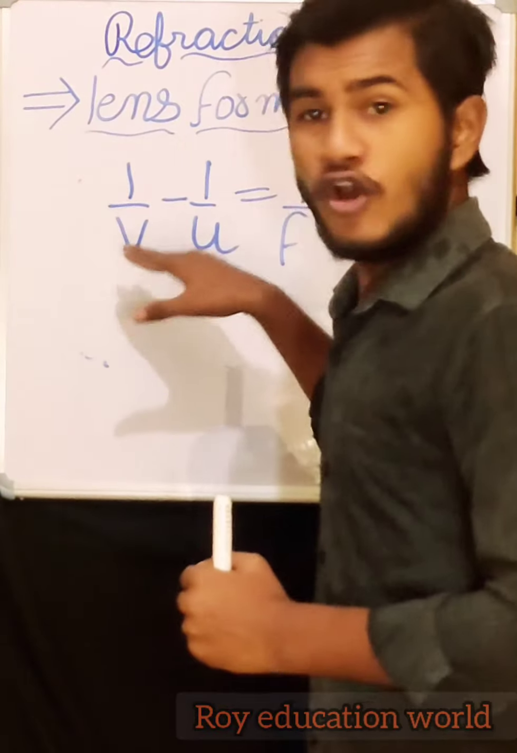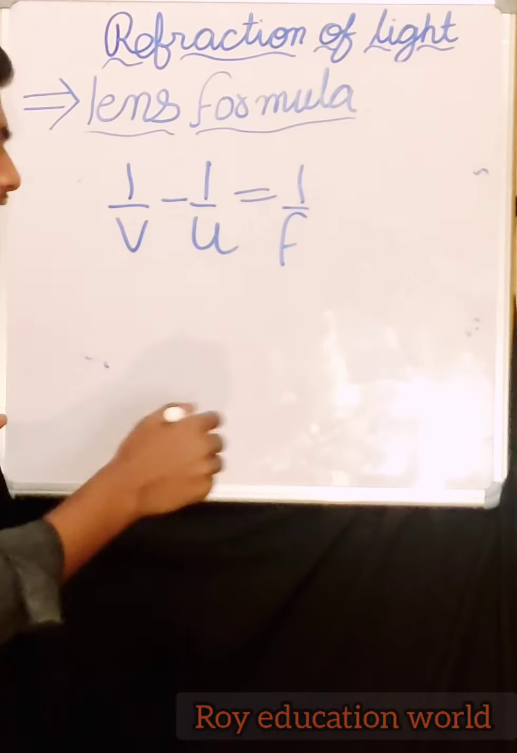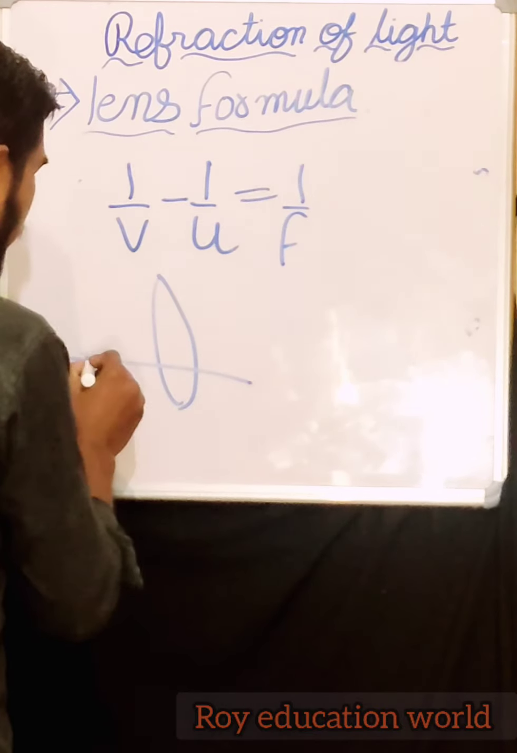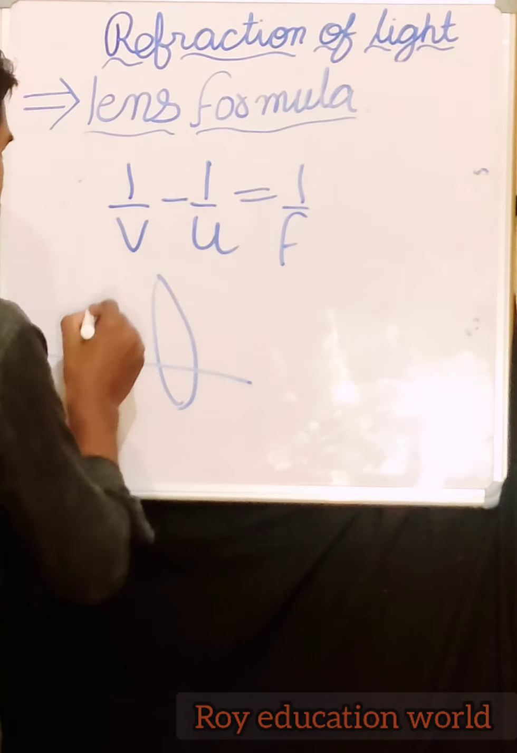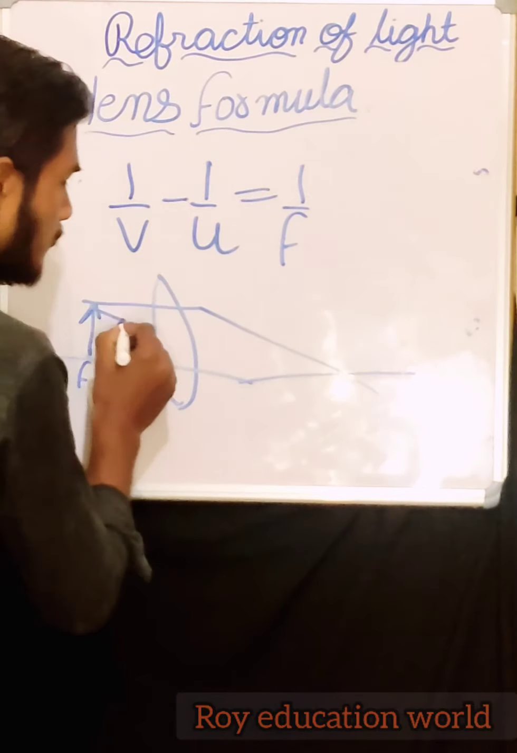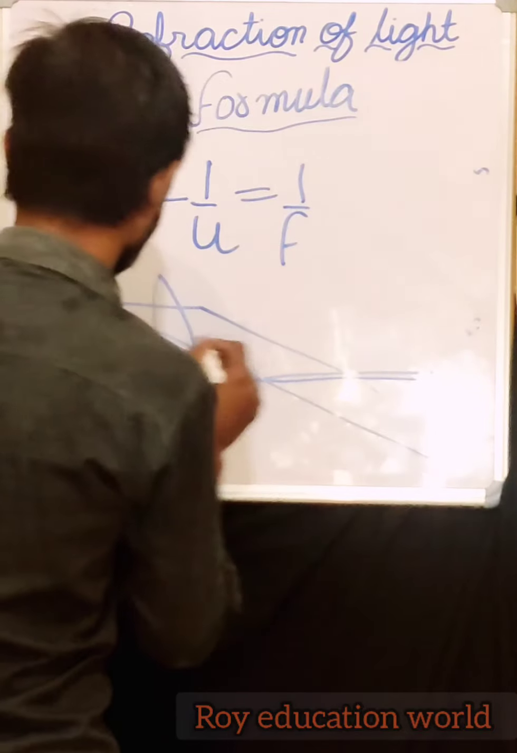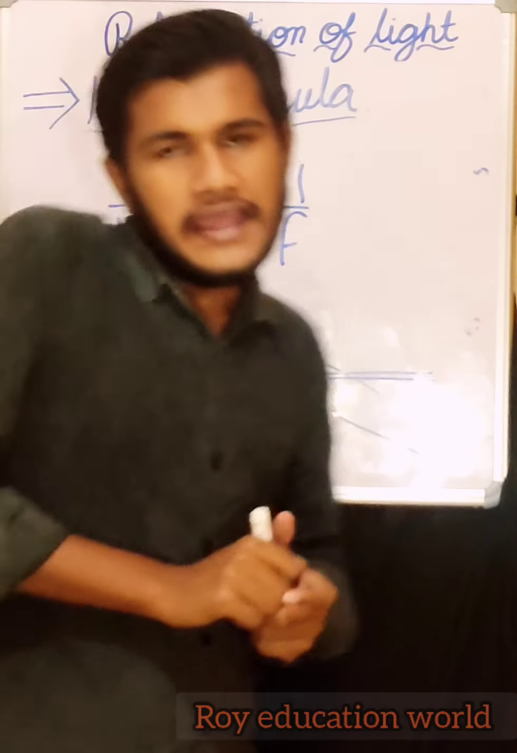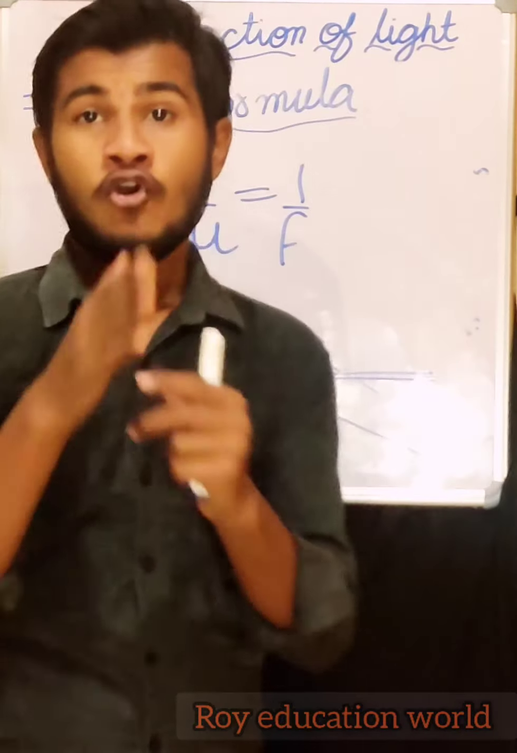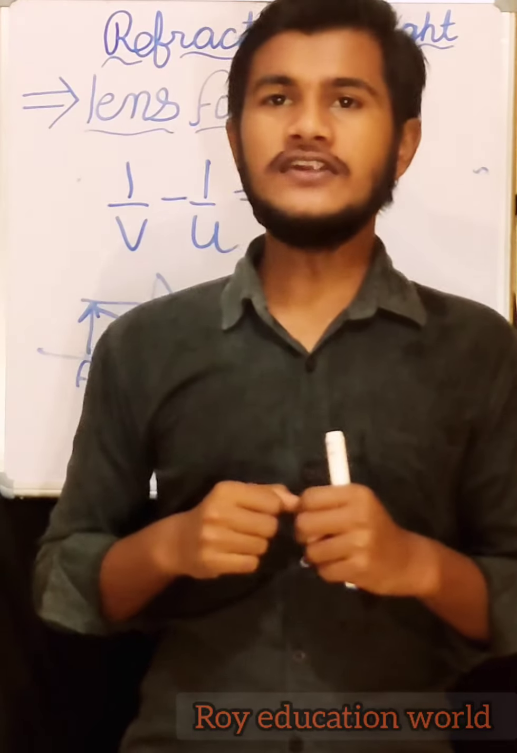Let us see. It is image distance. And what is image distance? So let us see here. It is a convex lens, and here we kept the object at F. Then it is going to be formed at infinity. When we keep the object at focus, then the image is going to be formed at infinity.